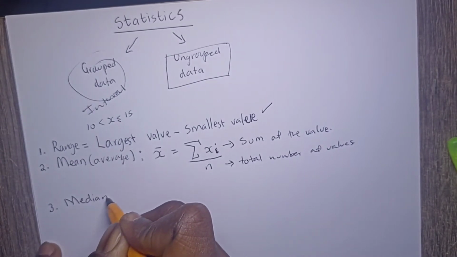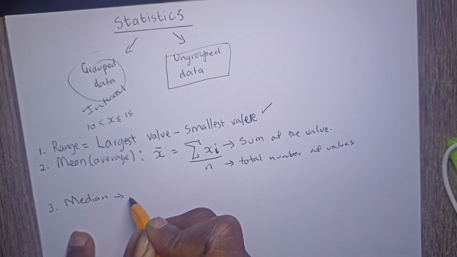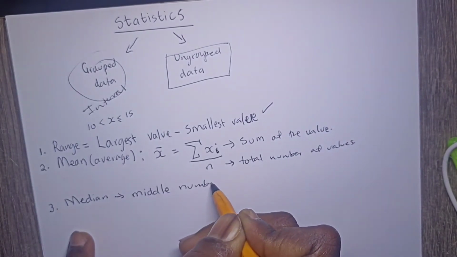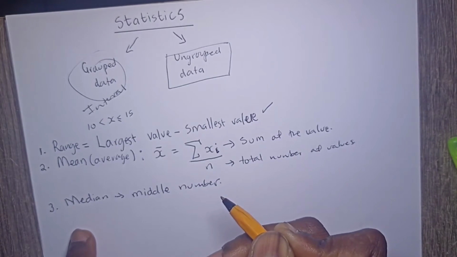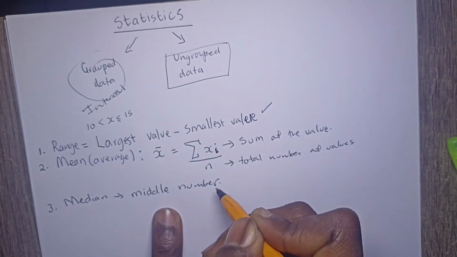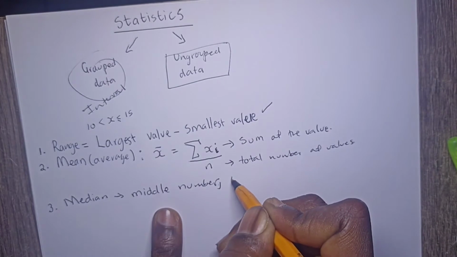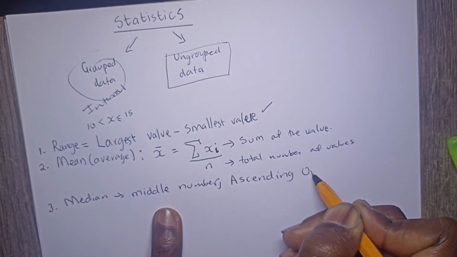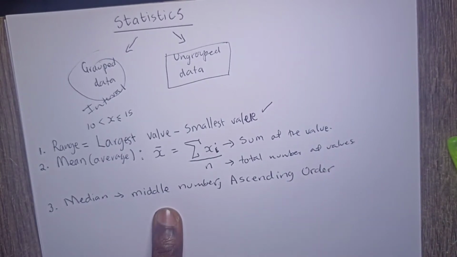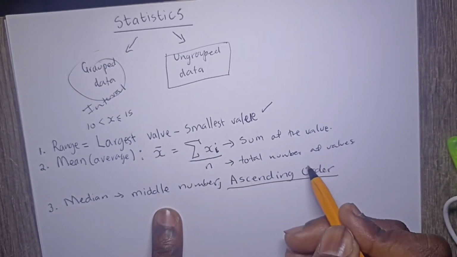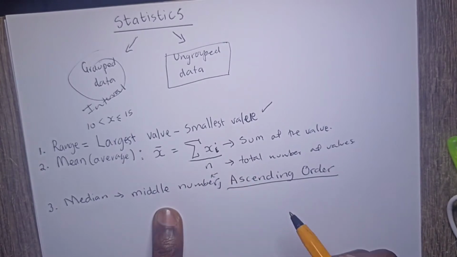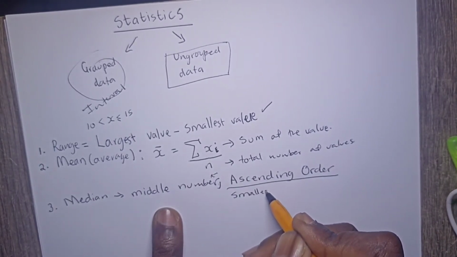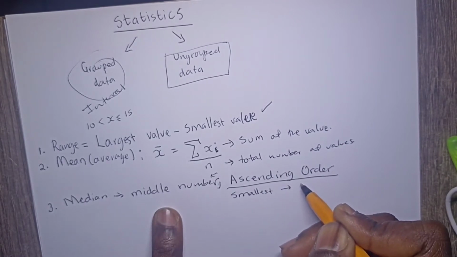Median. Median is basically the middle number. So if they say calculate the median, you need to calculate the middle number. But very important, you must make sure that your data is in ascending order. If your data set is not in ascending order, you cannot accurately find the middle number. So what is ascending order? Ascending order is the smallest number to the biggest. So you need to arrange.